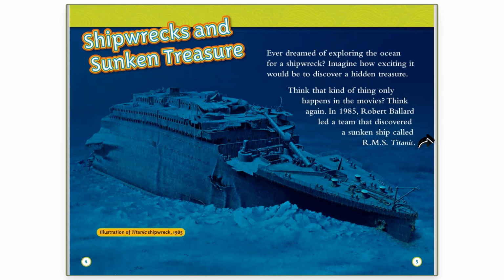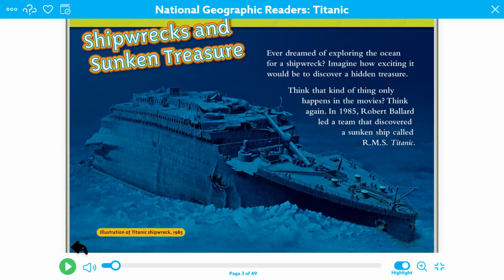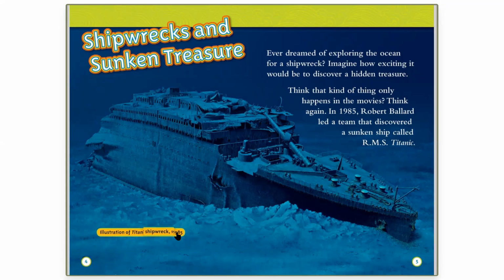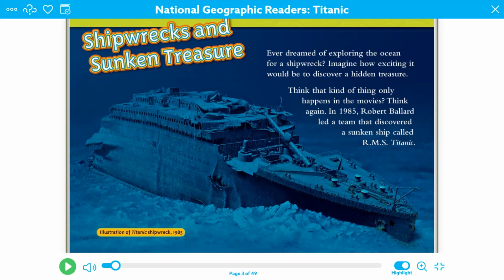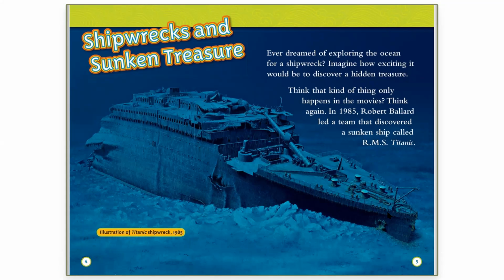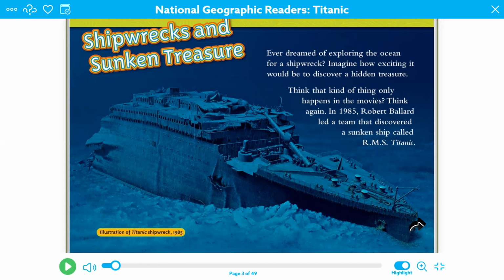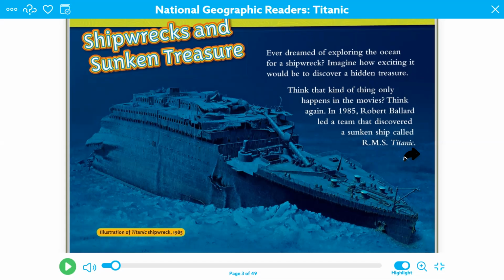So here's our first picture. If I just look at this, I'm not really sure what I'm looking at. I think we're at the bottom of the ocean maybe, but what is this? Well, if you look over here, illustration of Titanic shipwreck, 1985. So in 1985, this is when the shipwreck happened. And this is someone's drawing of the shipwreck at the bottom of the ocean. Okay? Now I want you to think, why is this illustration important? What information is this giving us? Keep that in your mind.